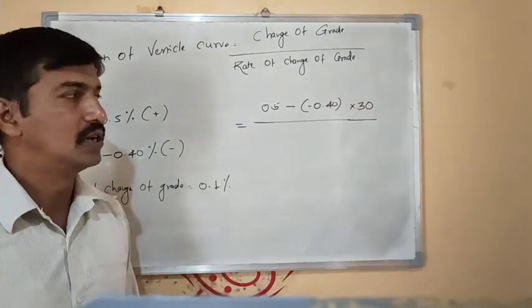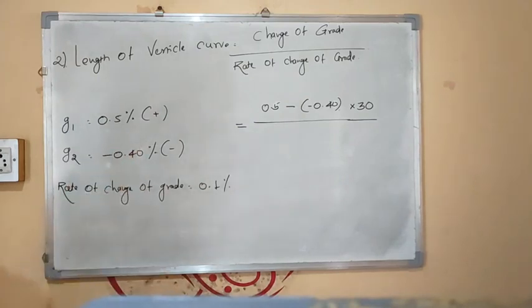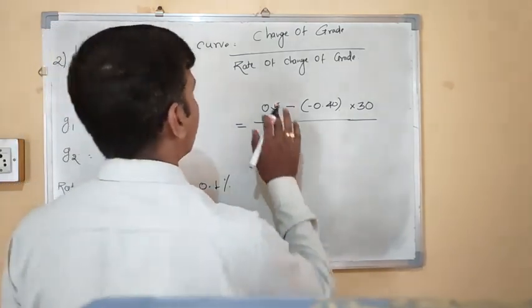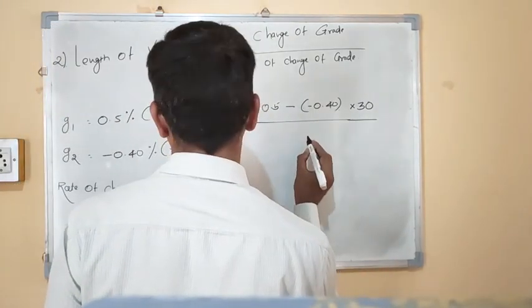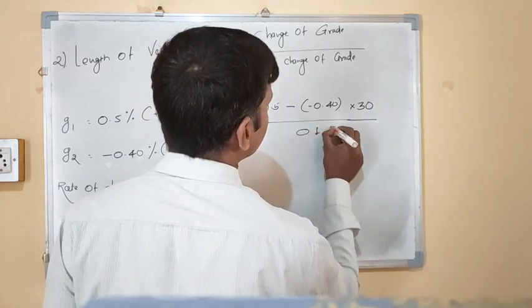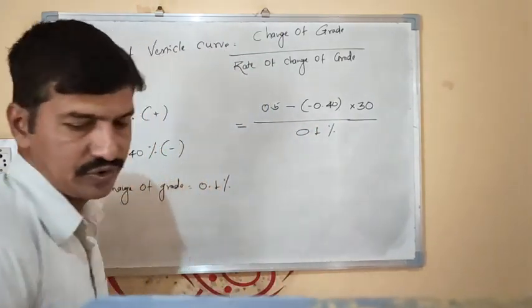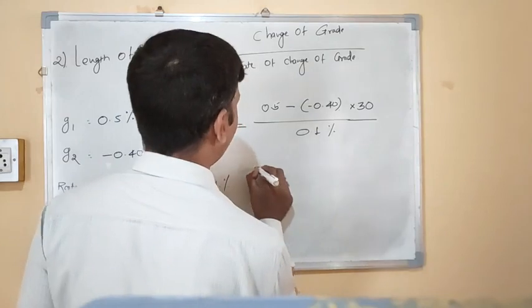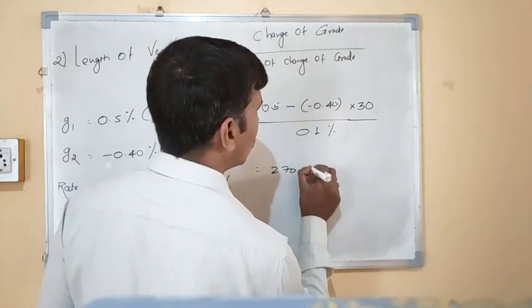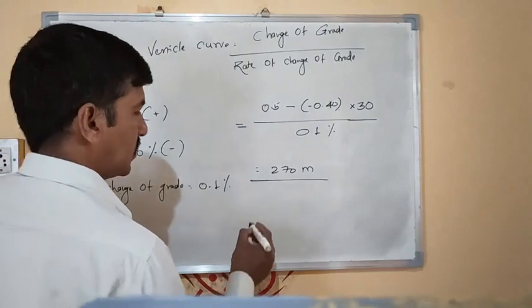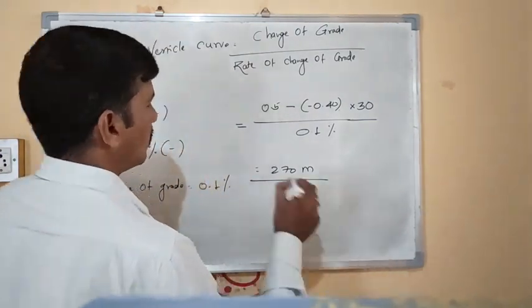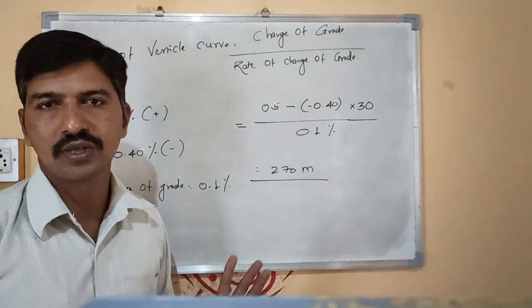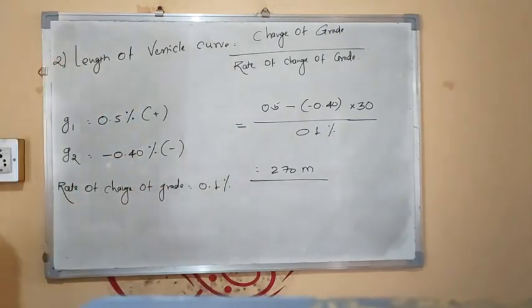Normally 30 meters is the chain length considered for the length of vertical curve. And the rate of change of gradient is given as 0.1%. So if you calculate the length, it is equal to 270 meters. So this is the length of curve. Likewise, we have to calculate the length of curve.